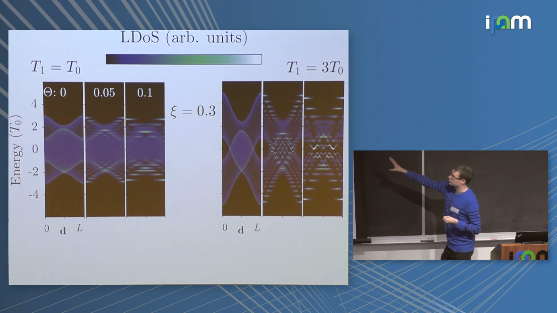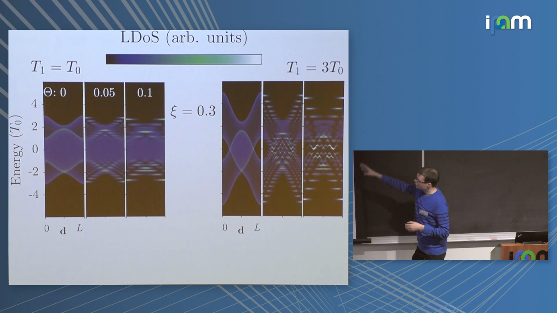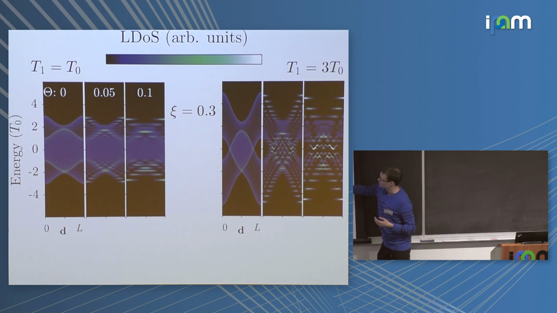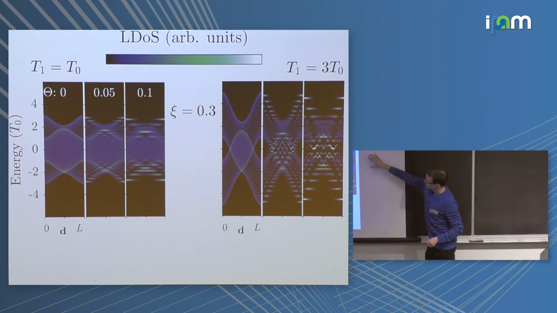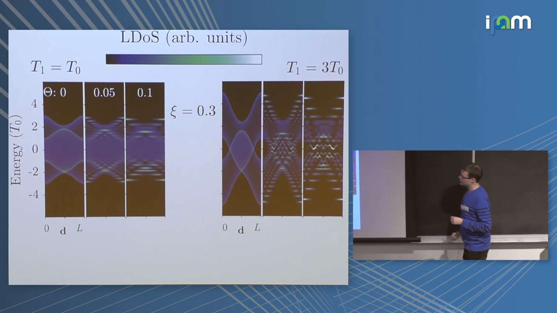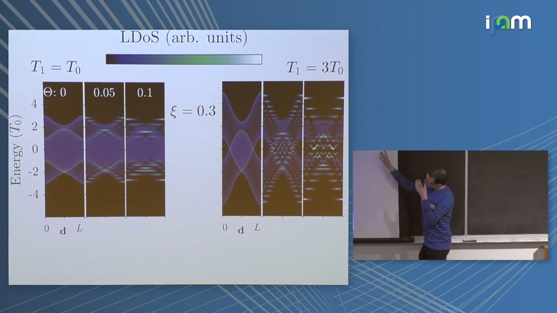Okay, on the right here, I've increased the interlayer coupling by a factor of 3. We see much of the same physics at high energies. You see these moiré flat bands. This is the intersection of two parabolic bands. But in the metallic spectrum, we're getting something very different. At first glance it looks very similar.